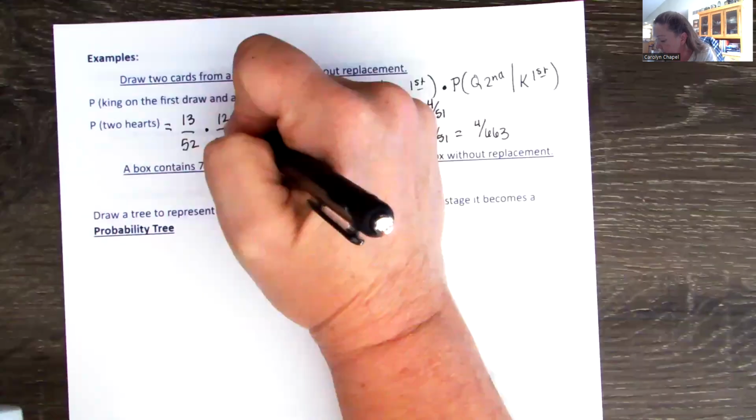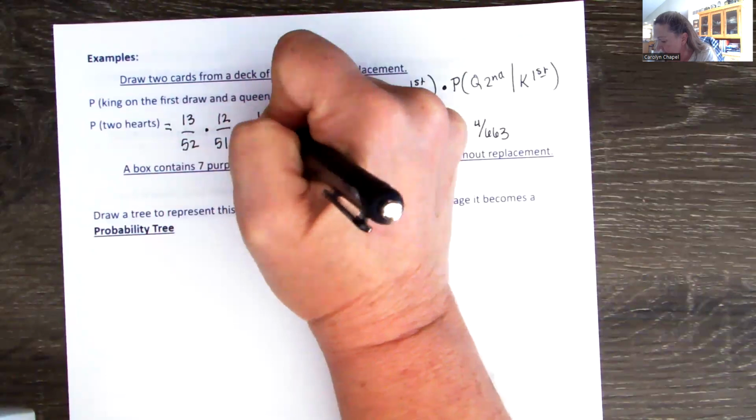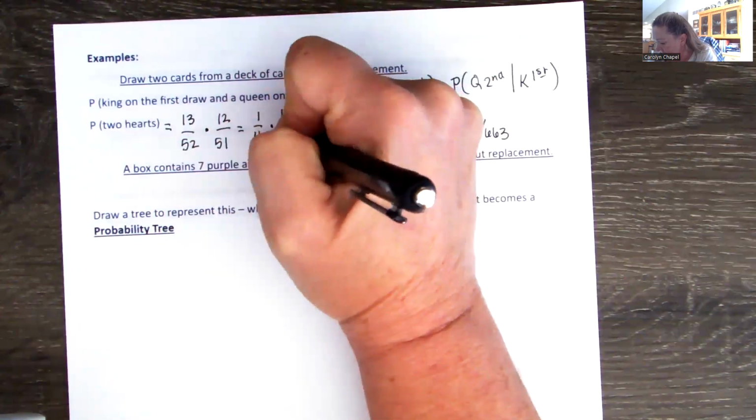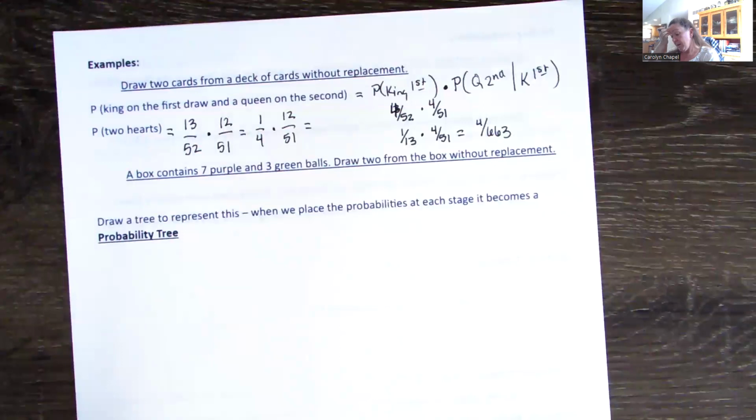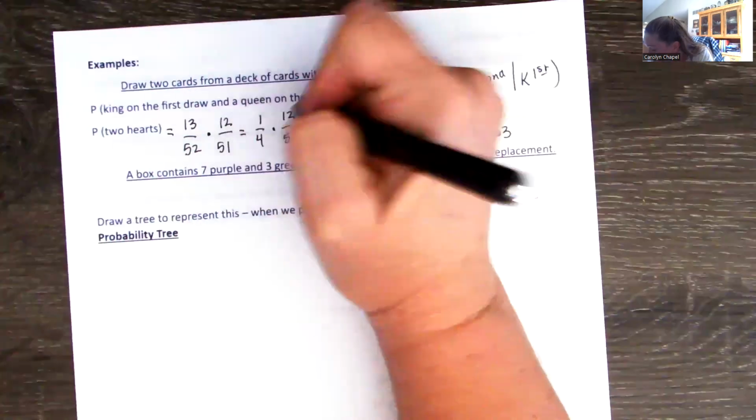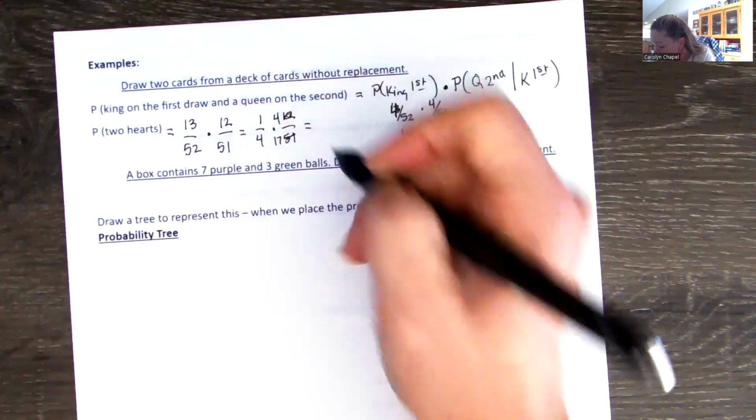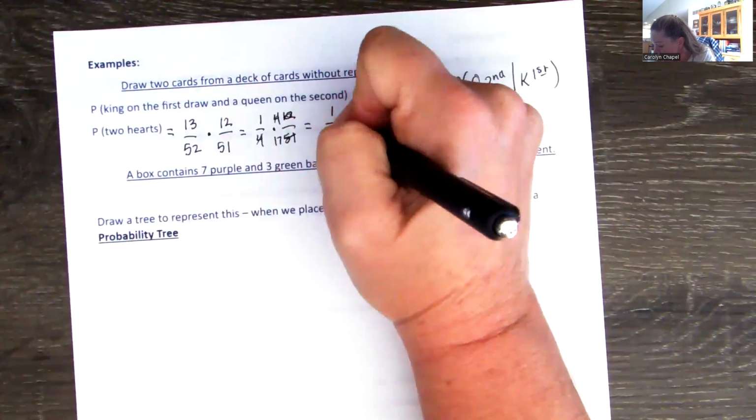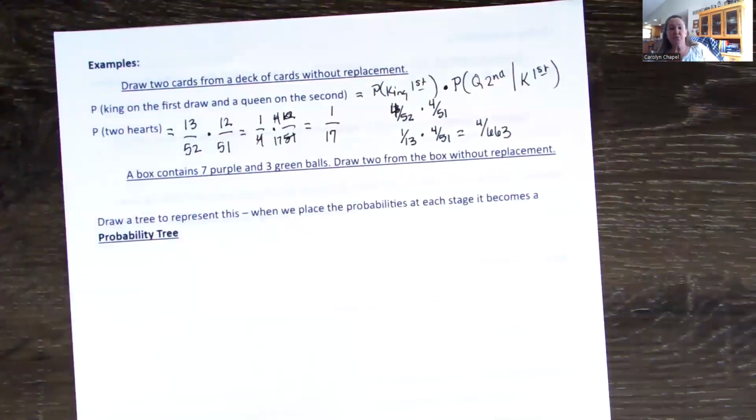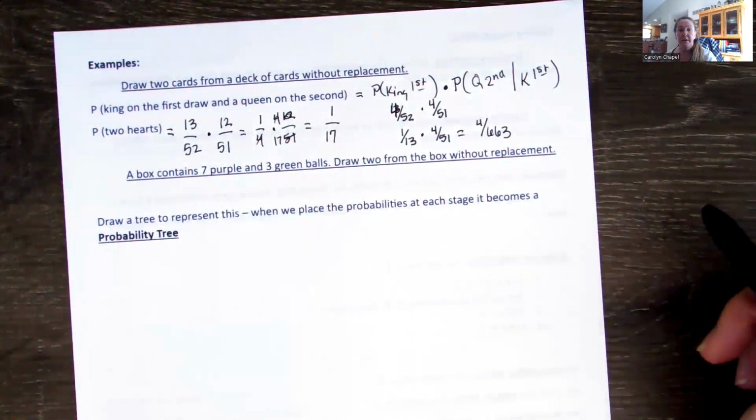So we could have reduced this a little bit down before. 13 over 52 does reduce down to 1/4. This does reduce down to 4 over 17. These will reduce, so we'll get 1 out of 17. Doing a little bit of our algebra that we have.